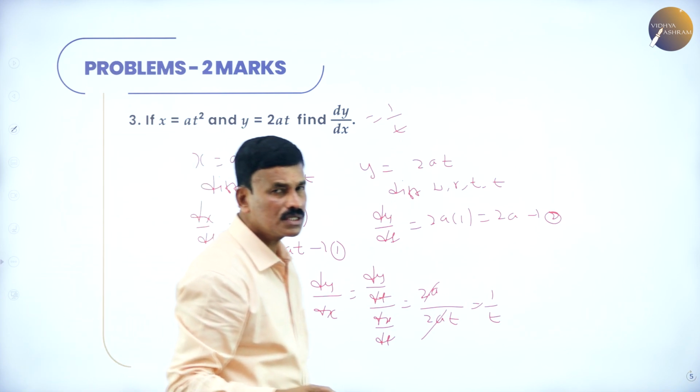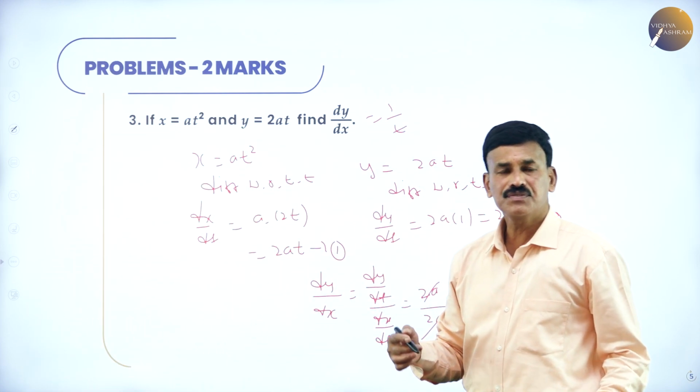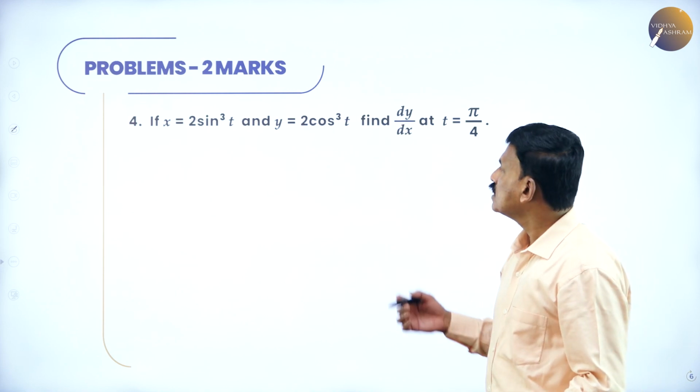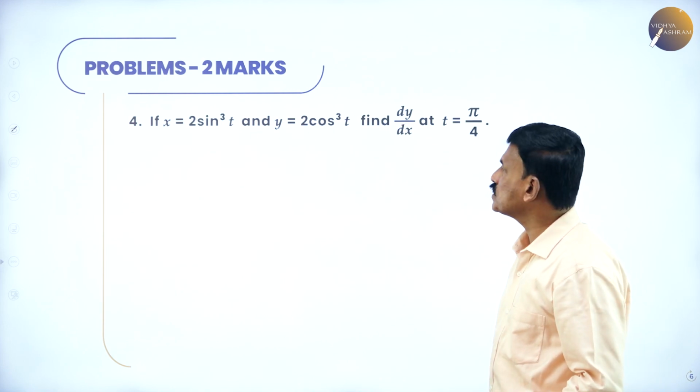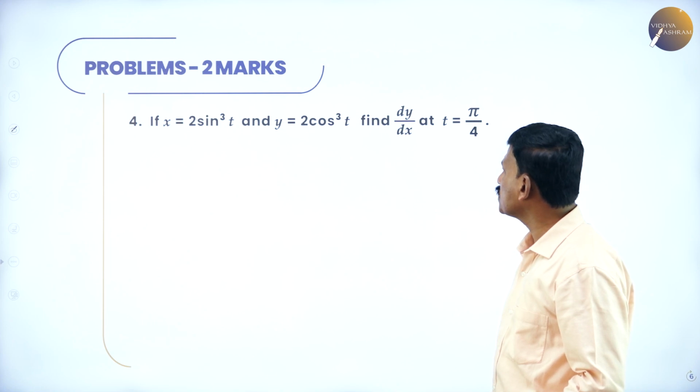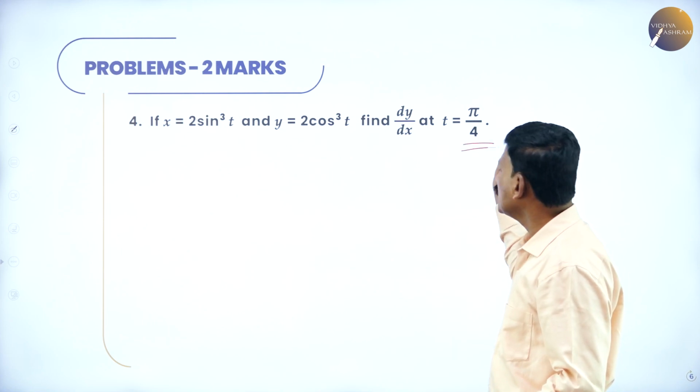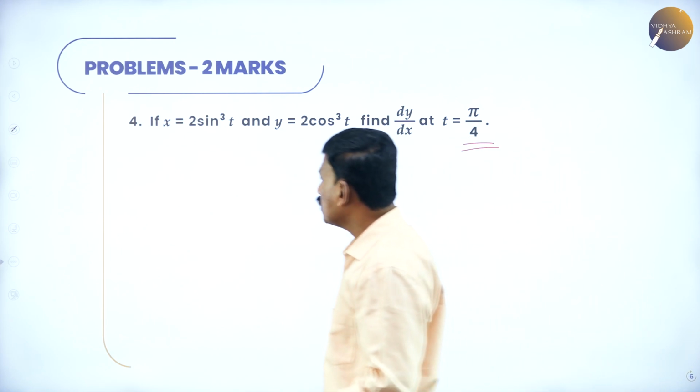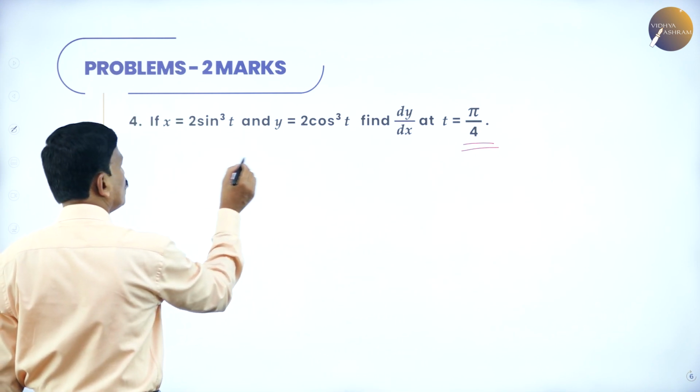Hope you followed. This is how we are going to differentiate if the parameter is t. Suppose this is again an important problem. If x is equal to 2 sine cube t, y is equal to 2 cos cube t, find dy by dx at t is equal to pi by 4. Now, first find out dx by dt and dy by dt.